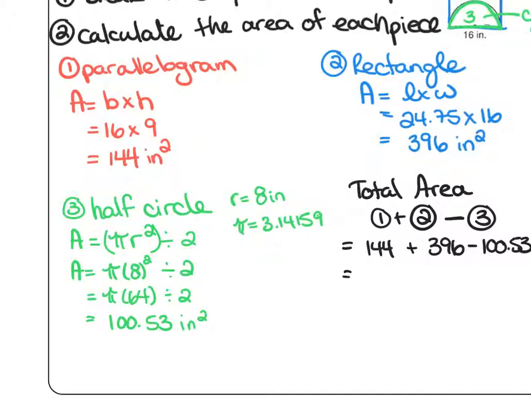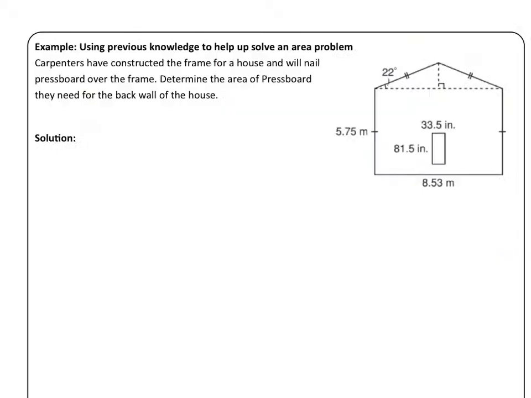So once we've calculated this, 144 plus 396 minus 100.53, I get a total area of 439.47 inches squared. And that is how you do that. Let's move on to another example that's a little bit more complicated.